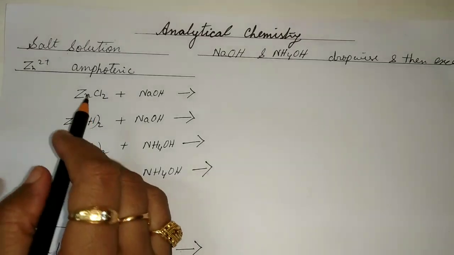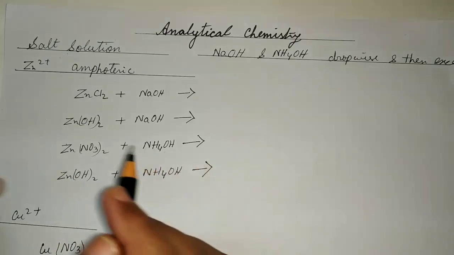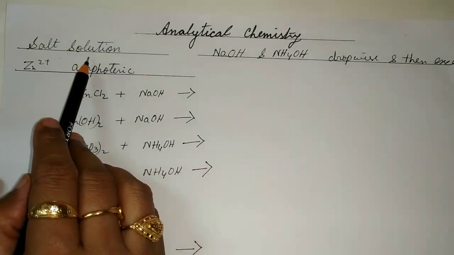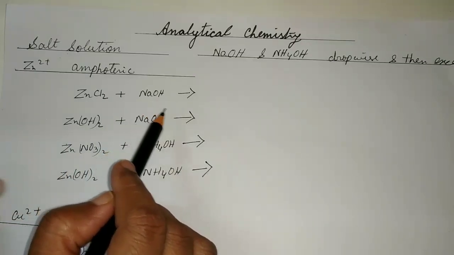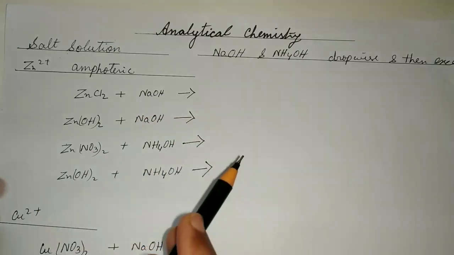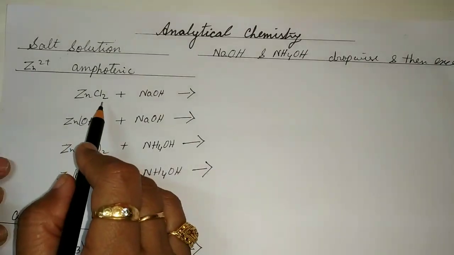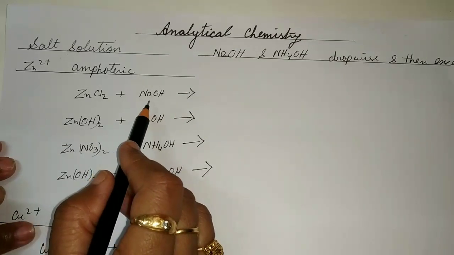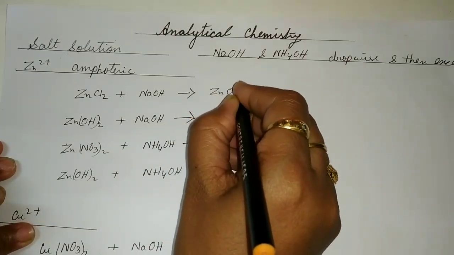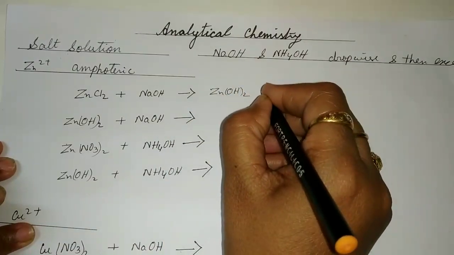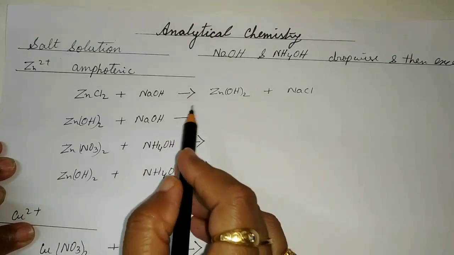Actually, any zinc salt can be zinc chloride, can be zinc nitrate, could be zinc sulfate, a zinc salt. So, we make the salt solution first and then add the reagent drop wise and then in excess to check the color and the solubility. So, if zinc chloride is the salt taken and sodium hydroxide is added drop wise, then the reaction will be zinc hydroxide plus sodium chloride. How to remember the reaction?